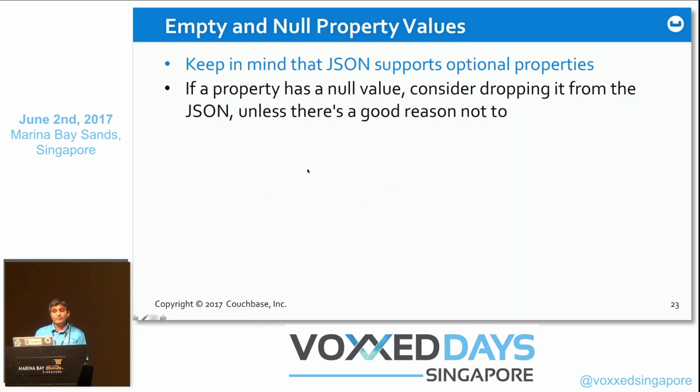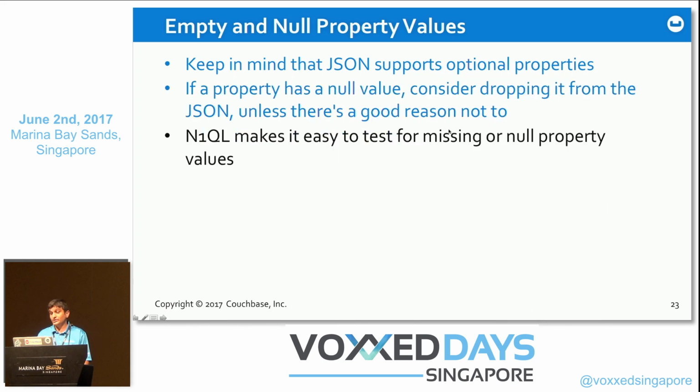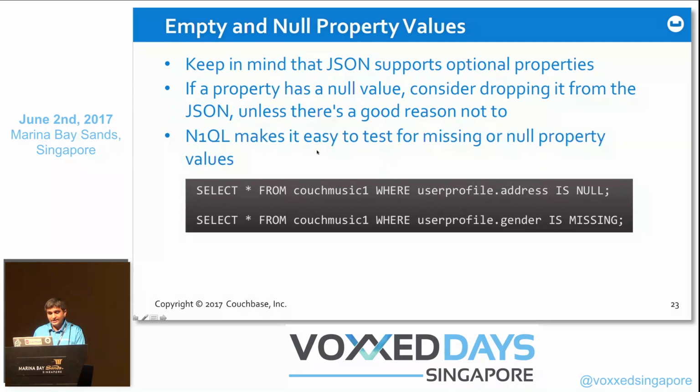If a property has a null value, you can consider dropping it instead of having a property, say country: null. Instead of having that, you just drop that attribute altogether, unless you really have a good reason why you shouldn't drop it. N1QL makes it extremely easy to test for null and missing values. I can say select star from couchmusic1 where userprofile.gender is missing. So I get all the documents where userprofile.gender is missing, right?